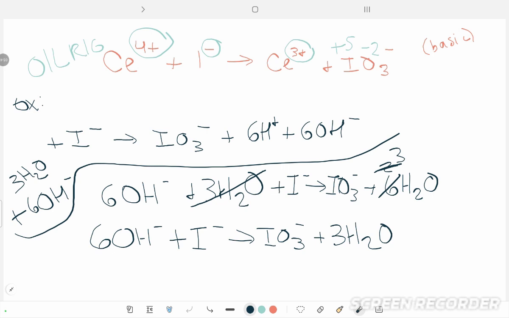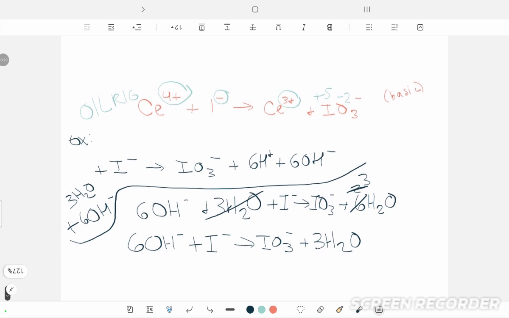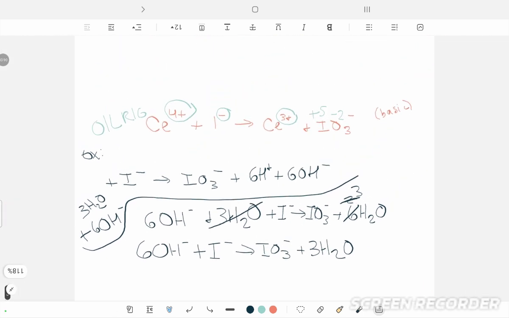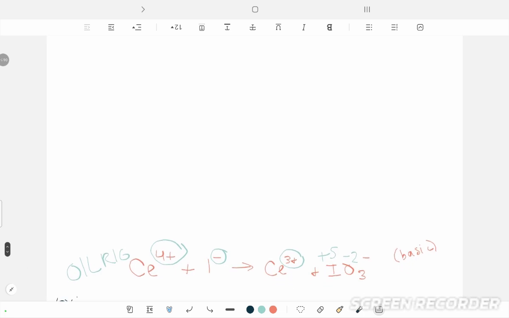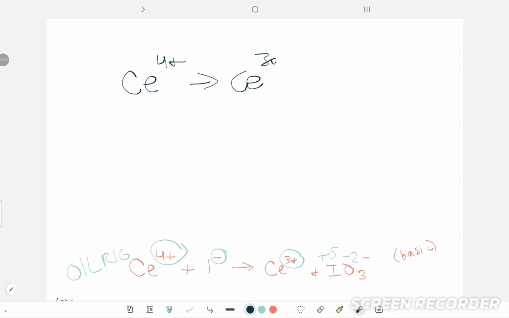I'm gonna scroll down, if this thing will let me. Oh shoot. Okay, I'm just gonna go up top then. So now we're gonna do the reduction one. So we already did our I's, so we're going to do our Ce's now. Ce4 plus went to Ce3 plus.